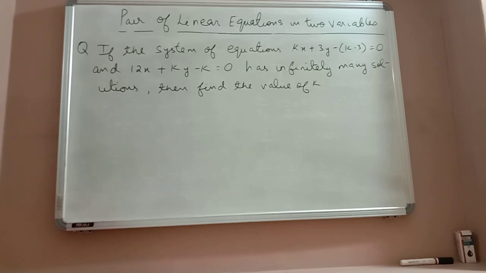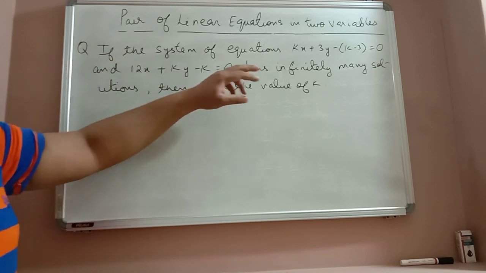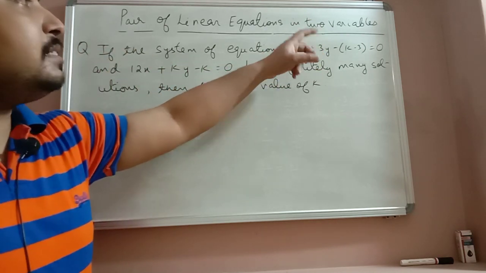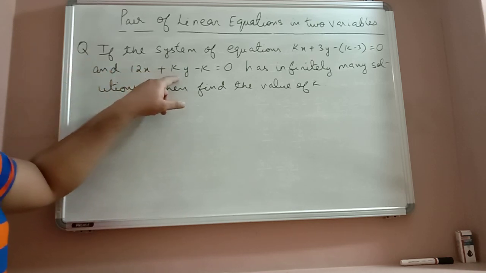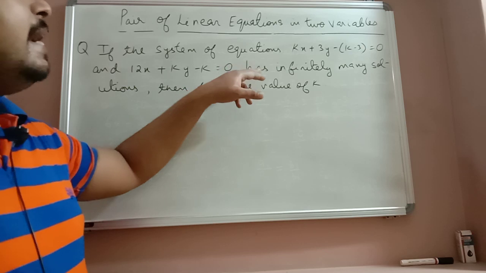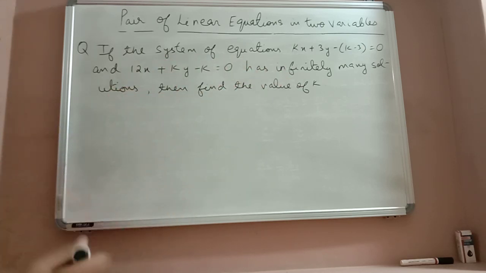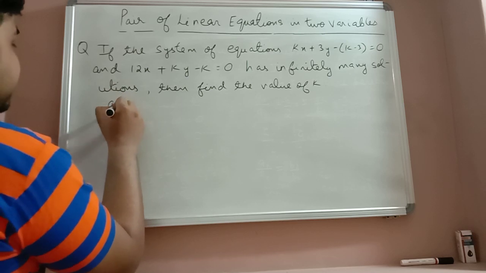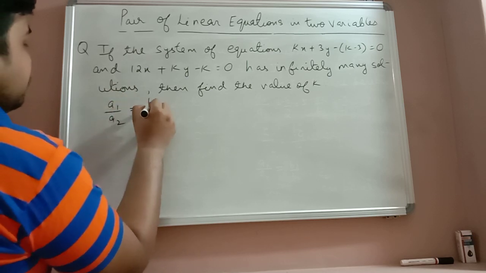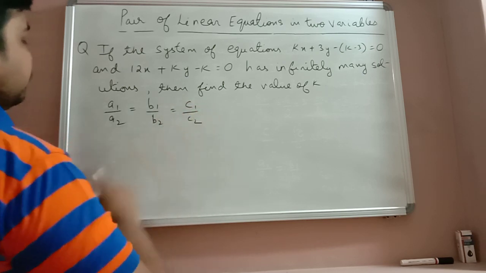Alright, let's take up this question. The question says that if the system of equations kx plus 3y minus k minus 3 equal to 0 and 12x plus ky minus k equal to 0 has infinitely many solutions, then find the value of k. So again I will use the condition for infinitely many solutions. The condition is a1 by a2 equals b1 by b2 equals c1 by c2.